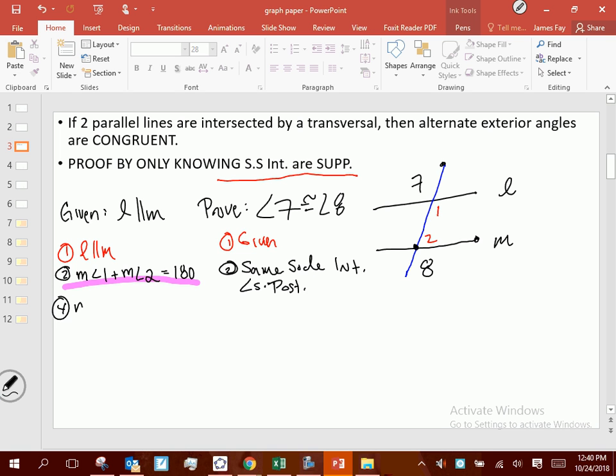You guys agree that 2 plus 8 equals 180? Because 2 plus 8, don't those two angles make that blue transversal? So they make a line? So what reasoning do I have for 2 plus 8 equals 180? Linear pair postulate?